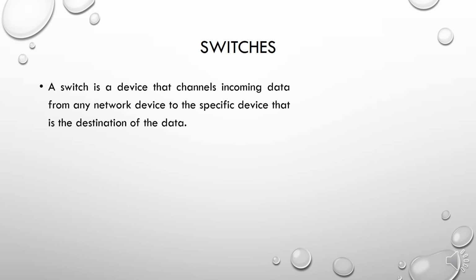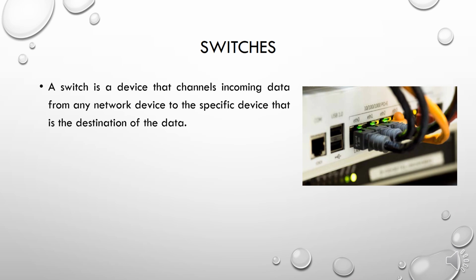So if you want to send another packet again, it will have a record that you sent data to one of my channels. But the hub is not intelligent like this. It will broadcast the message to all of them. So that is why a switch is more intelligent than a hub. It's a device that channels incoming data from any network to a specific device that is the destination of the data. Not all of the devices, but only the specific device, meaning the receiver.